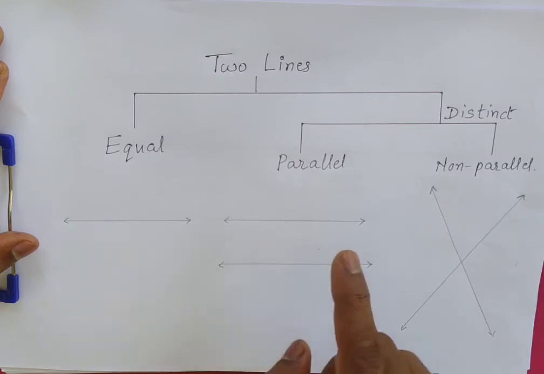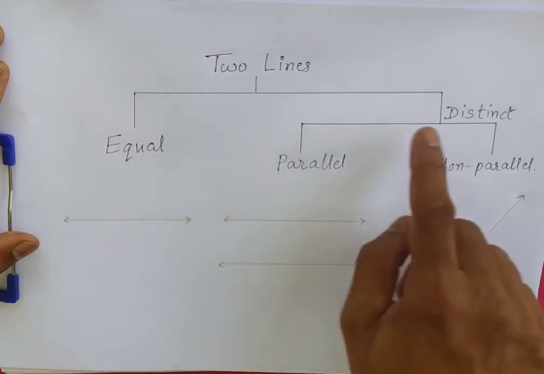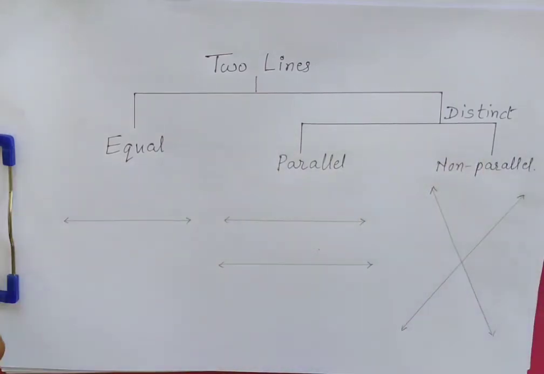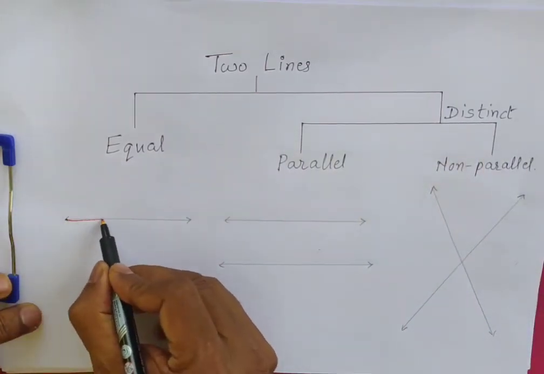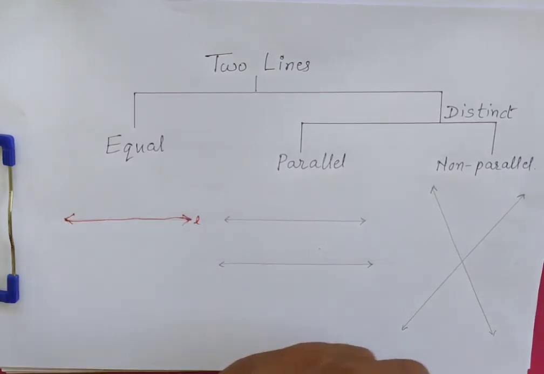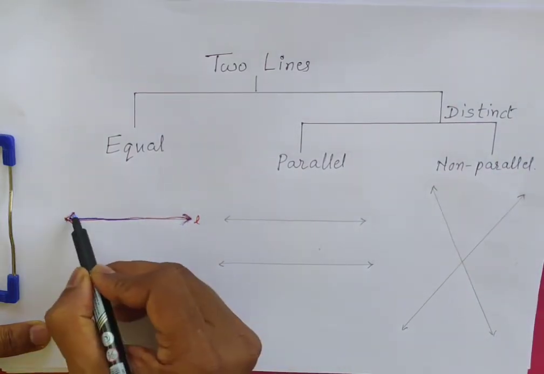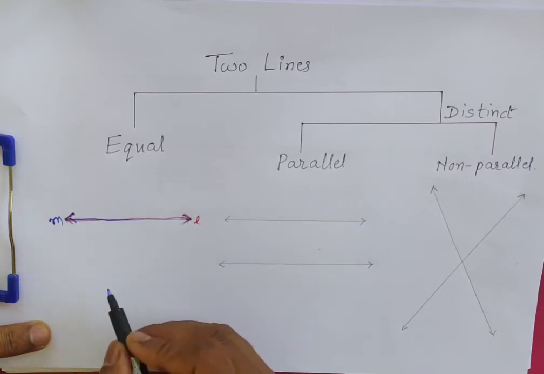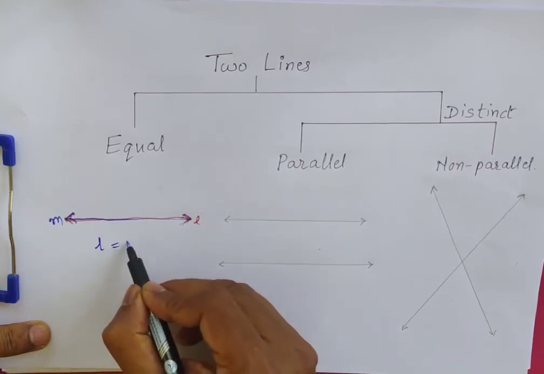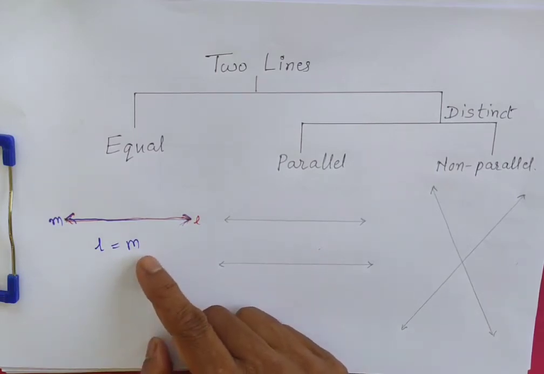Please see, I've already discussed two lines. When are they equal and when are they distinct? Let's see equal lines. This is line L. And there is another line which is exactly overlapping it. Both lines are overlapping. Let's call it M. So here the two lines are equal. Line L and line M are equal.